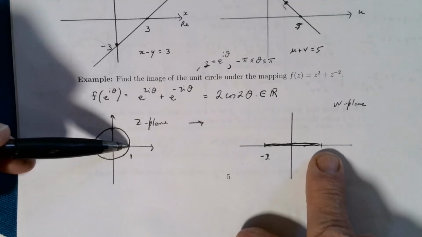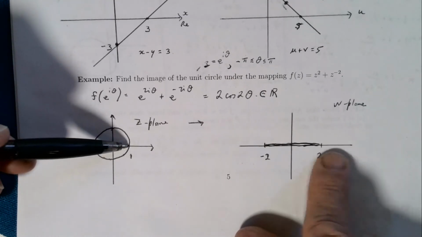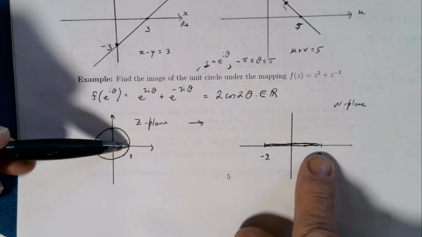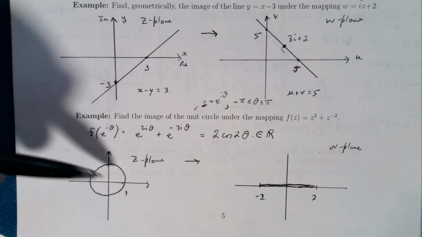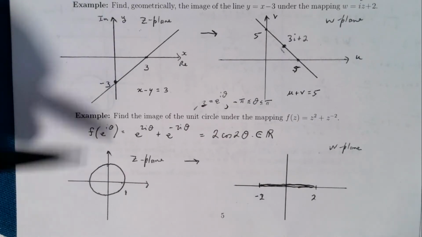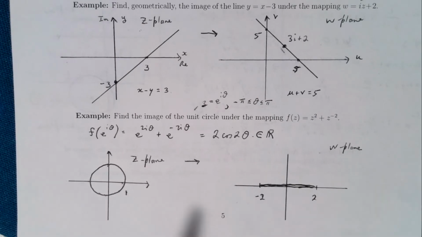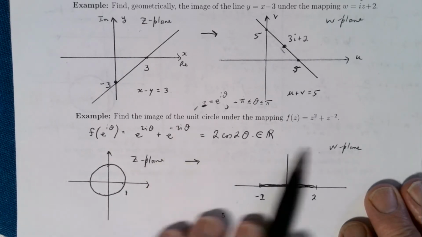So as you go around this unit circle in the z plane, you're going back and forth in the w plane under this mapping. And notice that this is quite different. This is not mapping lines and circles to lines and circles. This is mapping a circle, in fact, to an interval. So this is quite a different kind of mapping to the ones we've been looking at.